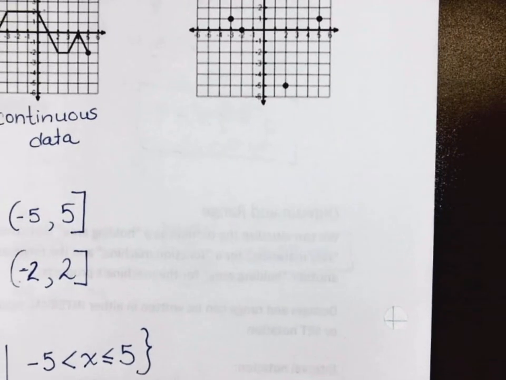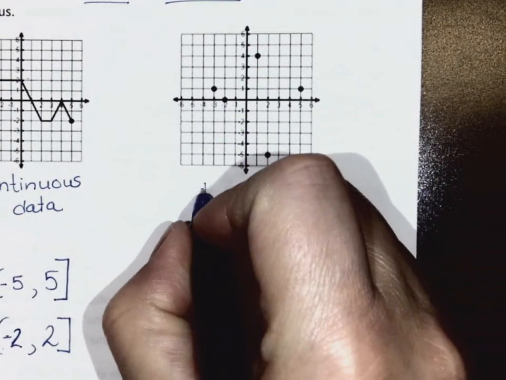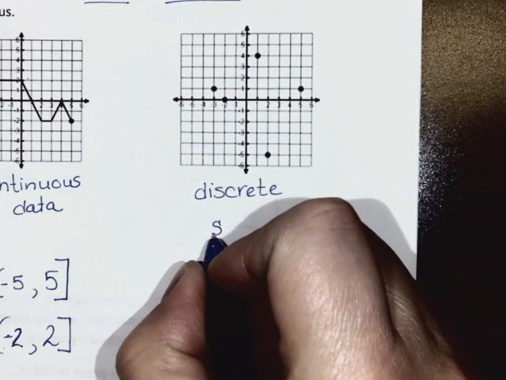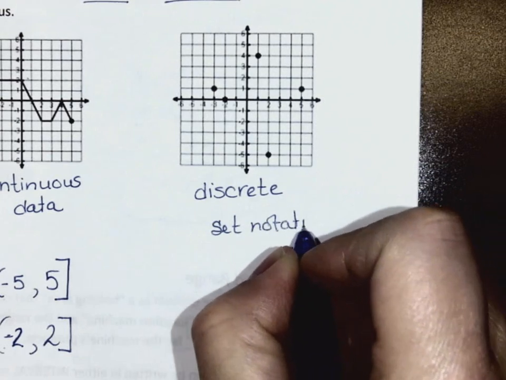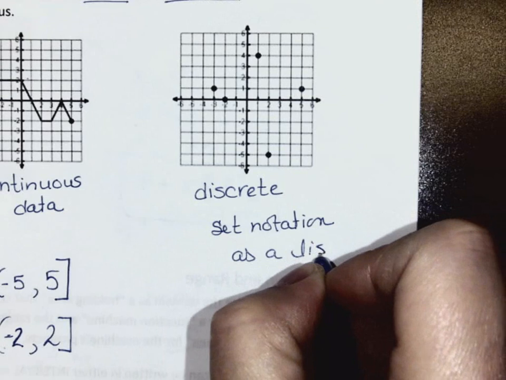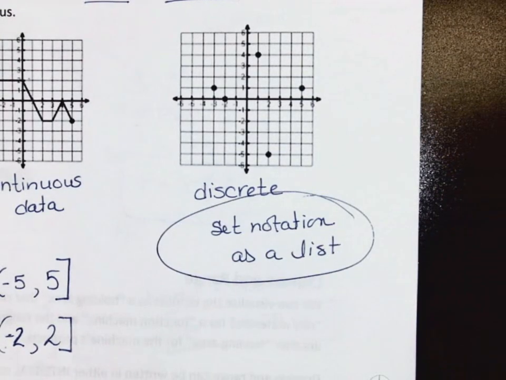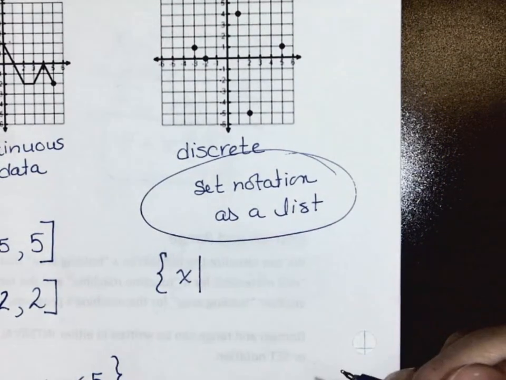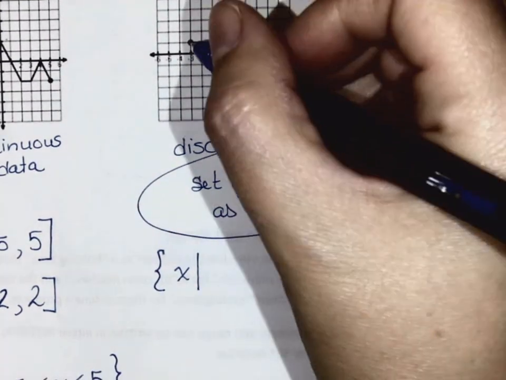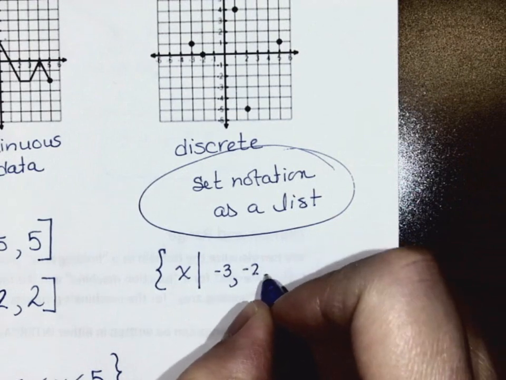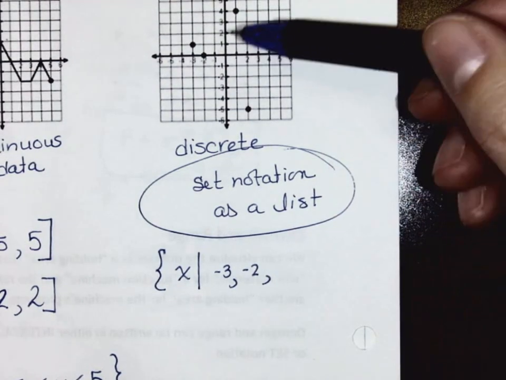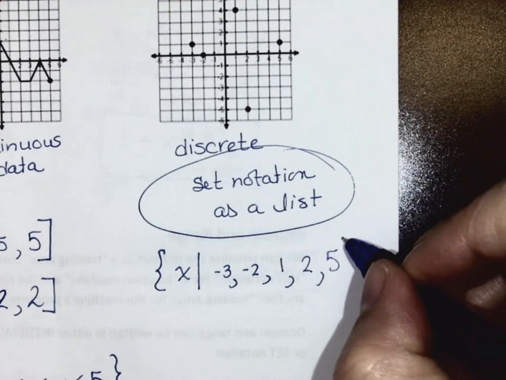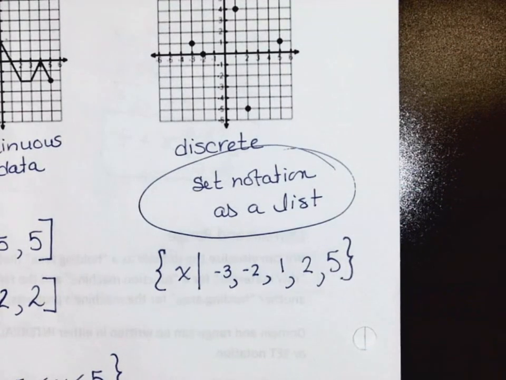Okay, last one. Now this one, the dots aren't connected. This is discrete. And in discrete data, we can only do set notation as a list. That happens with discrete data only. But again, you have to start, open your fancy brackets, put your x, and then we're just going to list the values. So what's our lowest one? It's -3, comma, -2. Where's our next one? We're at 1. And our next one after that is at 2. And our next one after that is 5. And I'm only looking at the x coordinates there.